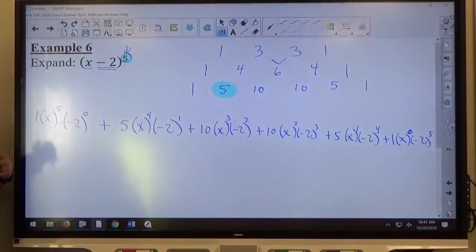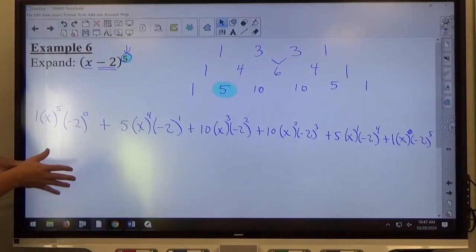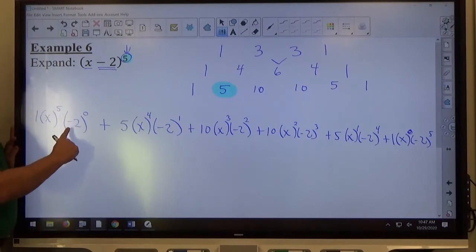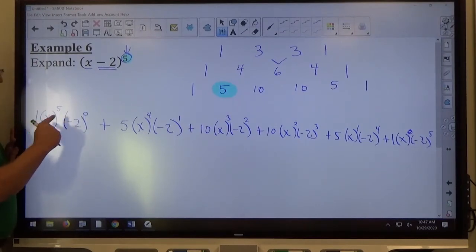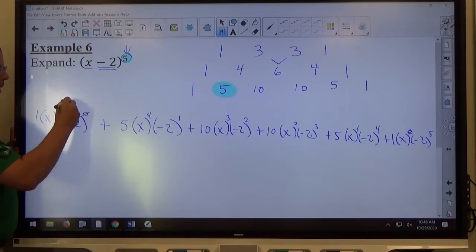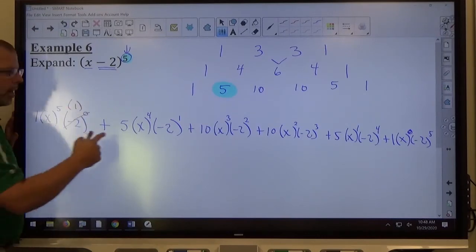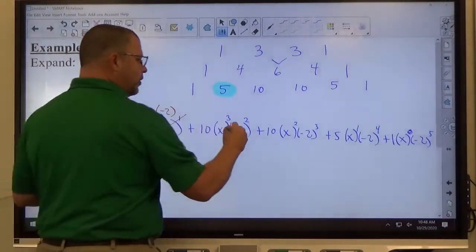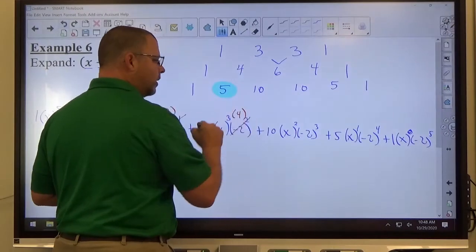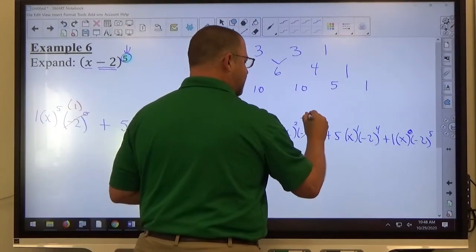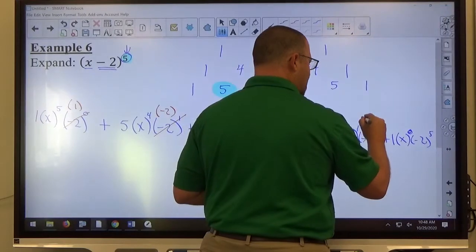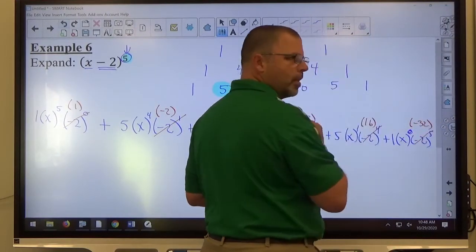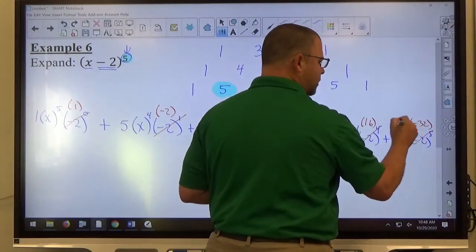So if they have an evaluation, what I like to do when I start getting larger numbers here, larger powers, is I like to actually evaluate the powers. If I'm taking a negative number to an even power, I'm going to get a positive solution. So negative 2 to the 0 power is equal to positive 1. Negative 2 to the first power is negative 2. Negative 2 to the second power is positive 4. Negative 2 to the third power is negative 8. Negative 2 to the fourth power is positive 16. And negative 2 to the fifth power is negative 32. X to the 0 power equals 1.